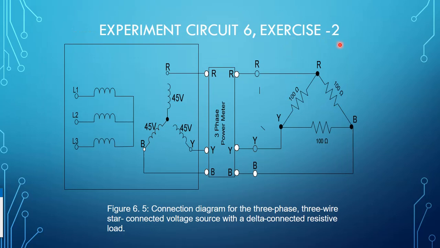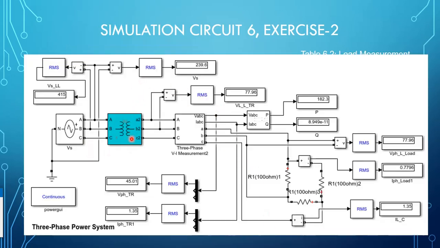For exercise 2, you change your load connection to delta connection, with the same method, so you can measure your current, your voltage, and your power. Let's see the simulation model of this circuit. You need to put in a delta load and then you measure. This is also an example with 45 phase voltage of your secondary transformer.